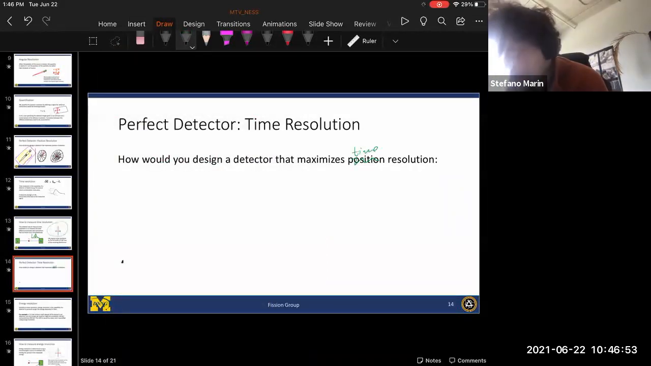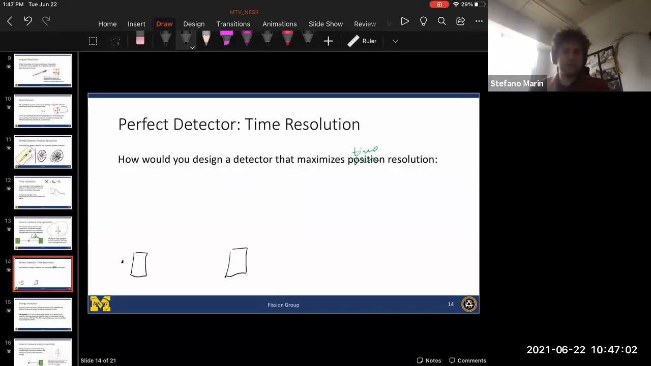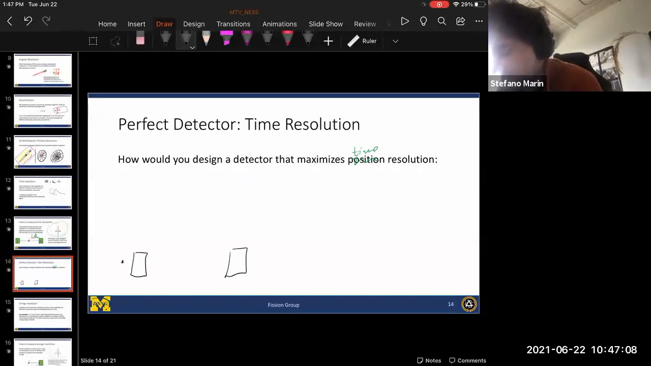Now, the distance to the detector doesn't really matter anymore. You can have a detector that is right next to the source. You can have a detector that's very far away. Of course, your efficiency is going to go down, and the angle, the position resolution is going to go down. But in reality, the source, the detector, where it's going to happen, it's not too important.